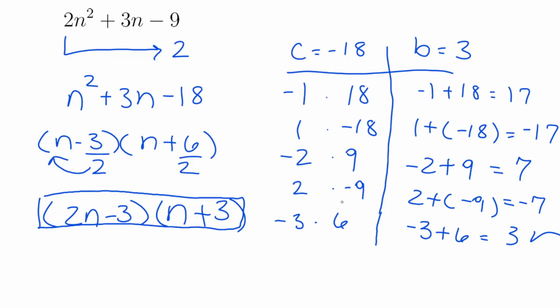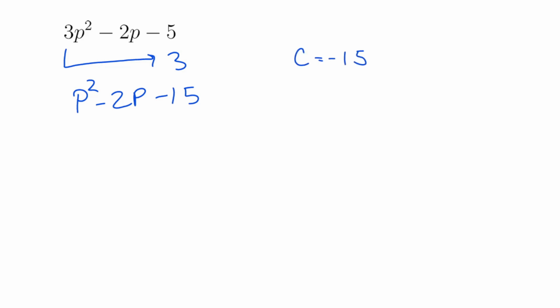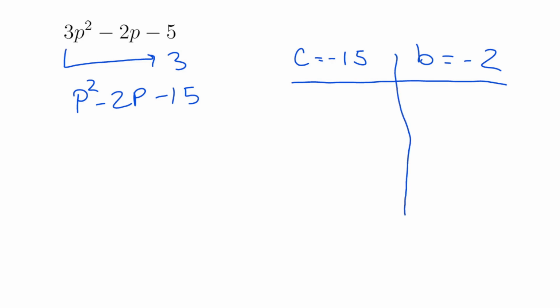All right, let's look at one more example here. Let's look at 3p squared minus 2p plus 5. Okay, slide and divide. Let's slide our 3 over underneath our negative 5. So we're going to have p squared minus 2p. Negative 5 times positive 3 is negative 15. All right, c is negative 15. B is negative 2. Let's find two numbers that will multiply to give me negative 15 and add to give me negative 2. Well, let's start looking.